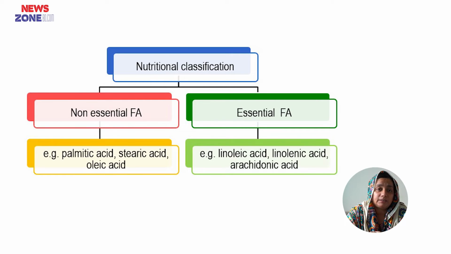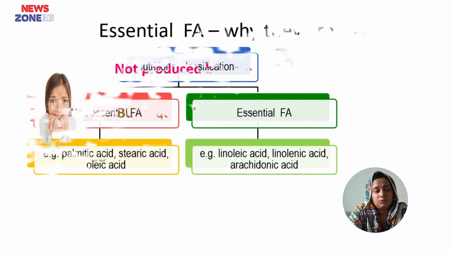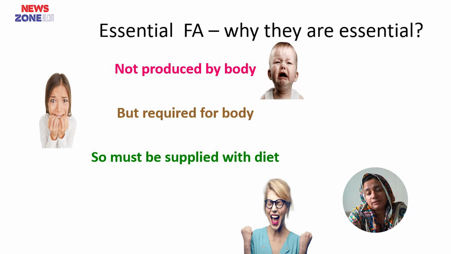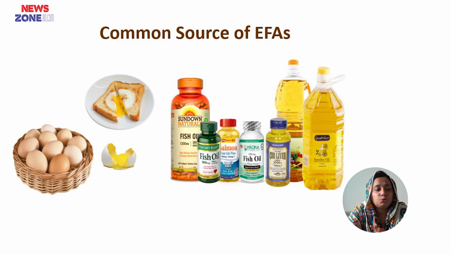And non-essential fatty acids are those that can be synthesized inside our body, so it is not necessary to supply them with diet. For example, palmitic acid, stearic acid and oleic acid are non-essential fatty acids. So, as I have said before, why are essential fatty acids called so? Because they are not produced inside our body, but they are required for our body, so they must be supplied with diet. Here I am showing some common sources of essential fatty acid: fish oil and egg yolk. These substances contain essential fatty acids.